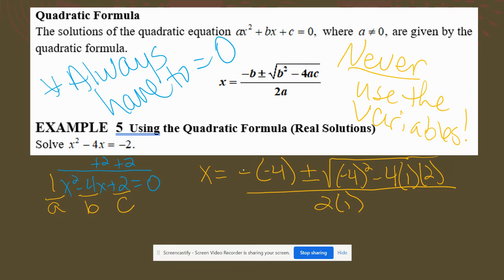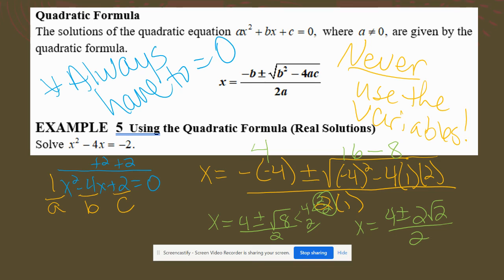If I simplify the top, a negative 4 is really a positive 4. Negative 4 squared is 16, minus 4 times 1 times 2 is 8. So this cleans up to 4 plus or minus the square root of 8 over 2. We're going to go ahead and clean up that square root of 8. It's not a perfect square, but we can reduce this. I have a pair of 2's that can come out. So that's 4 plus or minus 2 square root of 2 over 2.